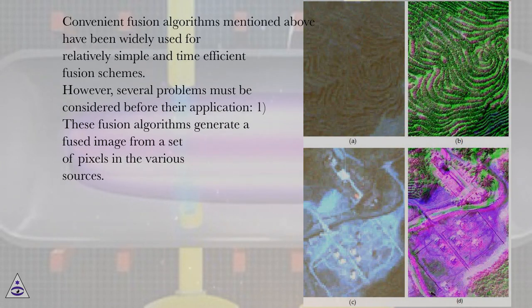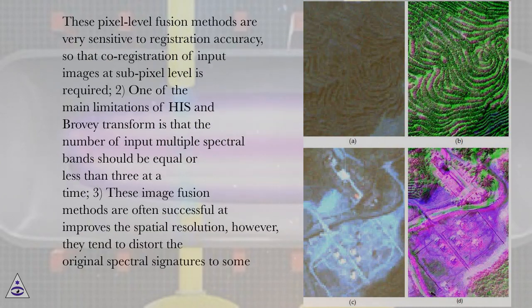Conventional fusion algorithms mentioned above have been widely used for relatively simple and time-efficient fusion schemes. However, several problems must be considered before their application. 1. These fusion algorithms generate a fused image from a set of pixels in the various sources. These pixel-level fusion methods are very sensitive to registration accuracy, so co-registration of input images at subpixel level is required. 2. One of the main limitations of IHS and Brovey transform is that the number of input multispectral bands should be equal to or less than 3 at a time.